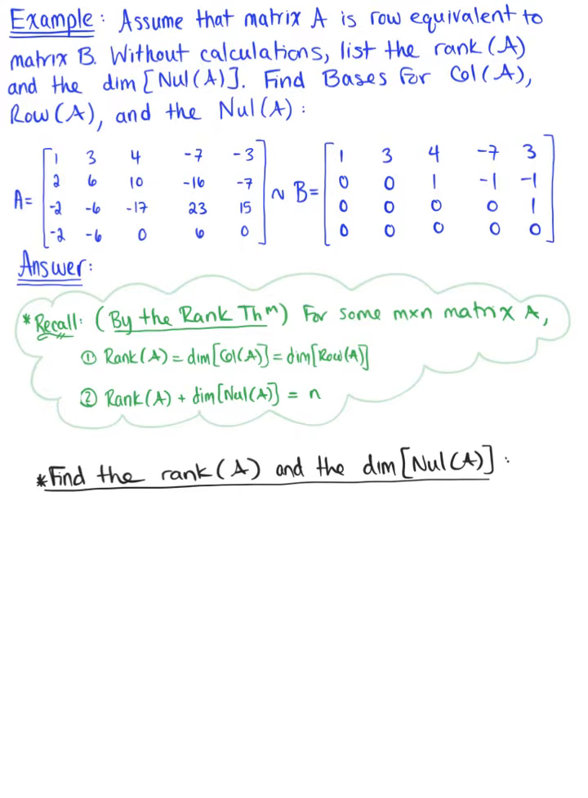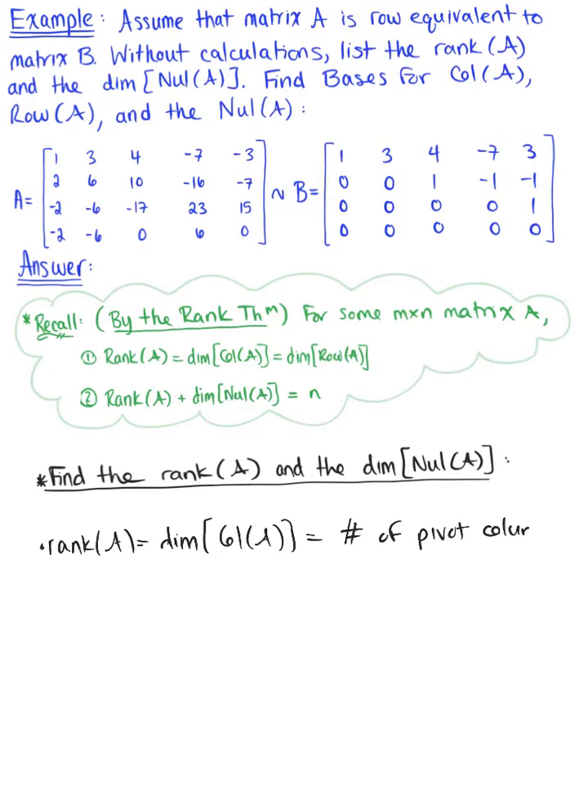So the first thing that we want to do here is find the rank of A and the dimension of the null space of A, trying to do this without calculations. So let's keep in mind, we know that the rank of A, by definition, is equal to the dimension of the column space of matrix A, which is equal to the number of pivot columns.